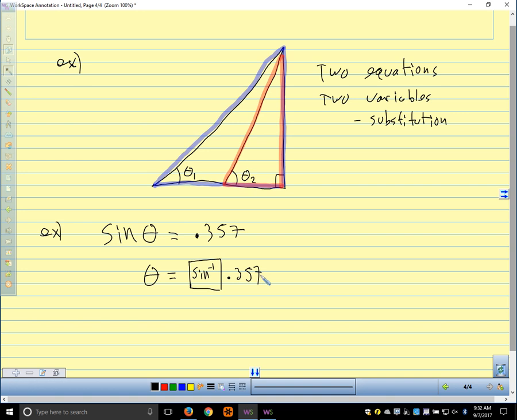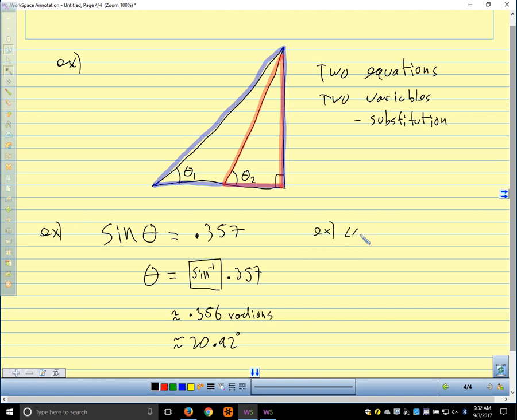If you plug that in your calculator, if your calculator is in radian mode, you'll get this answer in radians. So that's going to be approximately 0.356 radians. If it's in degree mode, it'll give you your answer in degrees. It'll be about 20.92 degrees. So if you want to find an angle, you have to use the inverse sine button.